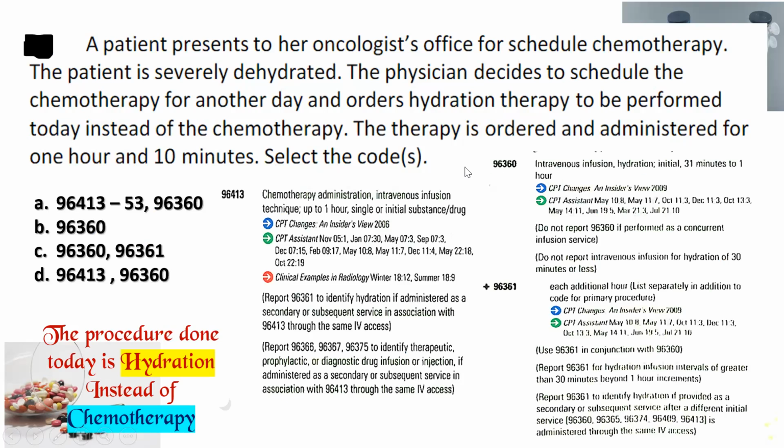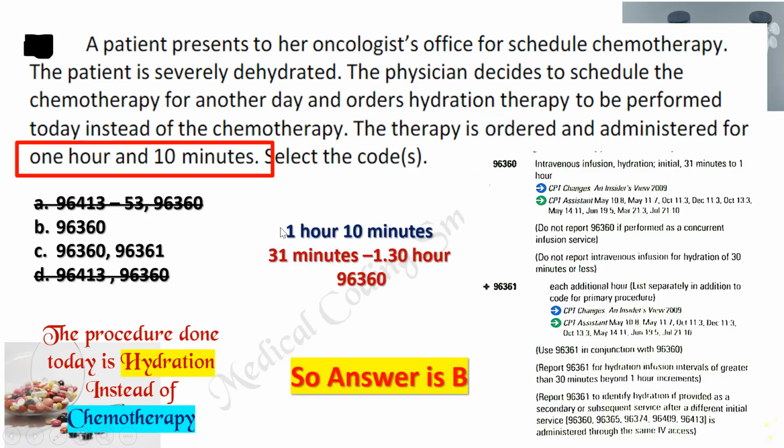So first, we will look at the procedure. Chemotherapy or hydration? Hydration therapy is performed instead of chemotherapy. So hydration is the procedure, chemotherapy is not. First itself, we can remove this chemotherapy administration procedure code, that is the 96413 option. So we have B and C, and that is based on the time. The hydration time is 1 hour 10 minutes.